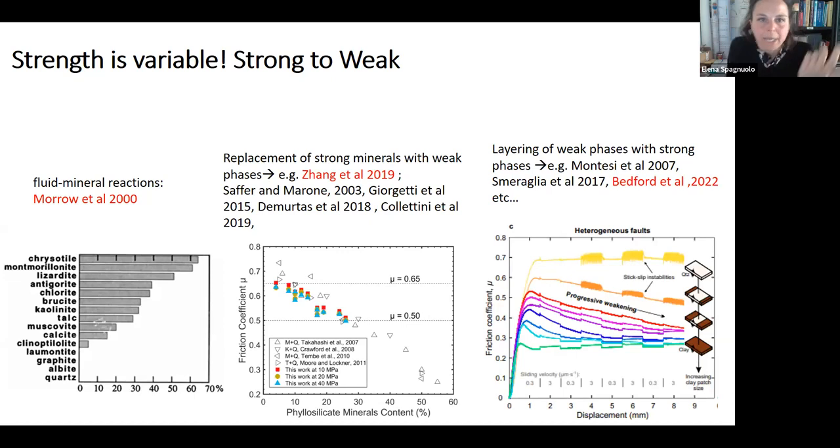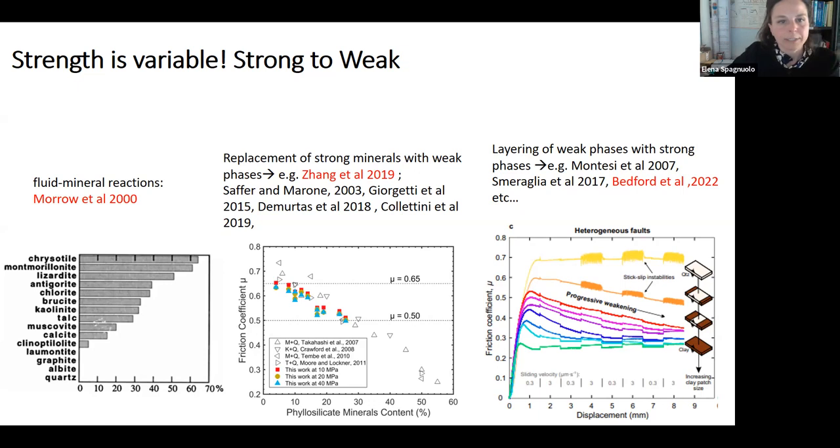Also, strength is variable. We have quite an extensive literature now saying that it can be strong, but it can become weak. For example, if we have fluids, fluid-rock interaction has the effect of reducing the strength. So this is an effect, for example, take chrysotile with water: it reduces the strength by 70%.